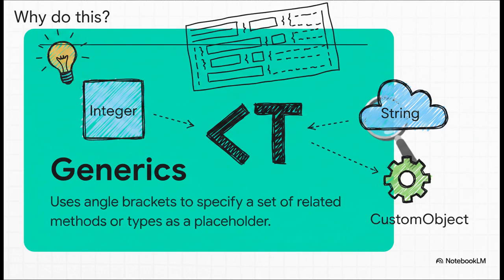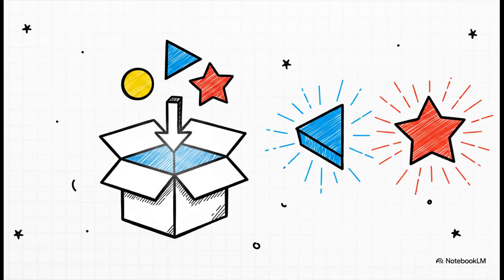Why do we do this? Simple. It saves us from having to write the exact same method dozens of times, just to handle different data types like strings, integers, or our own custom objects. It literally translates to the ultimate write once, run with anything paradigm.